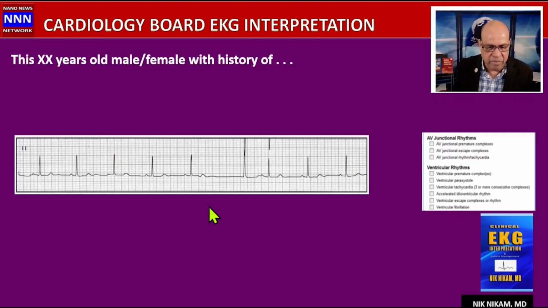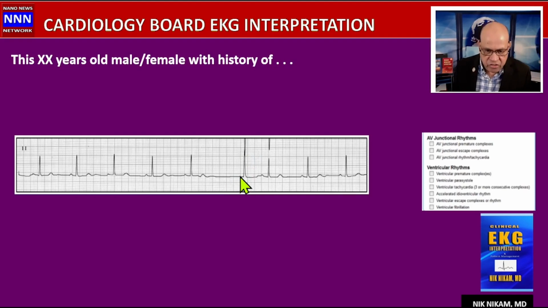Anyway, let us look at some examples here. Here we have a sinus beat, sinus beat, sinus beat, sinus beat, pause, and this looks like a supraventricular beat. What is this? Is this a PAC? We don't see any P wave here, so it's not a PAC.